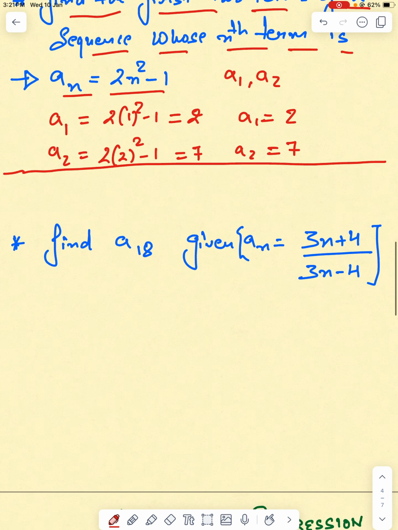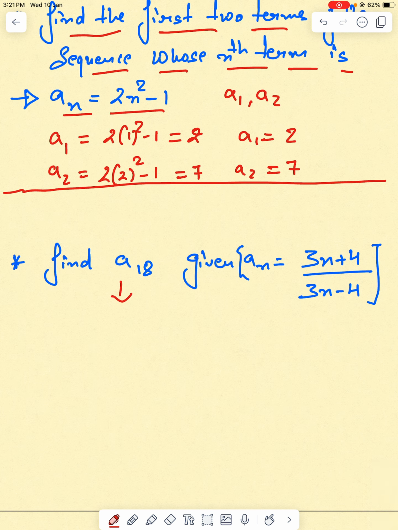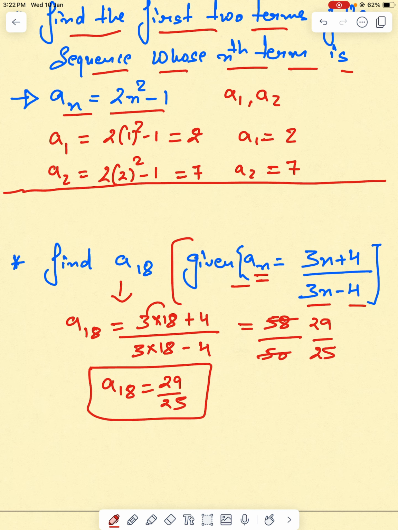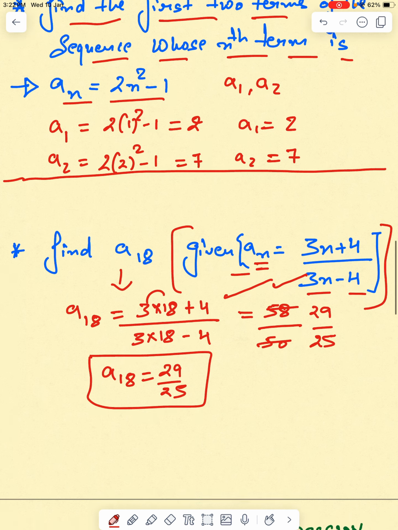Okay, right? So like this, find the 18th term. It means the 18th term is to be found from the given nth term of the sequence. So what will happen? You have to put the value of n equals 18. Find the value like this. Put n equals 18. 18 times 3 is 54. 54 plus 4 is equal to 58. 54 minus 4 is 50. So it is equal to 29.25. So this is the 18th term of the sequence whose nth term is given.